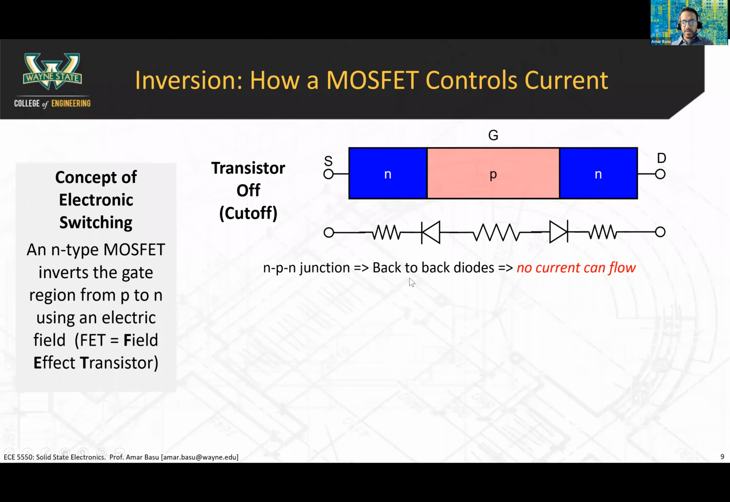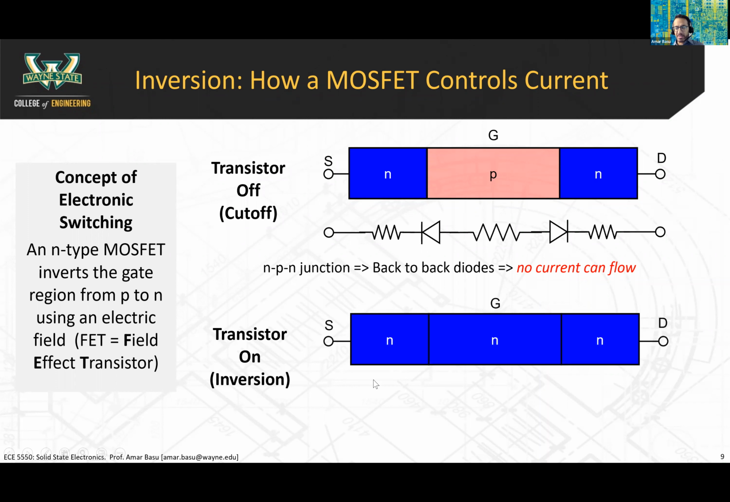Okay. Back-to-back diodes, no current can flow. So the magic of the MOSFET is that the gate voltage can actually magically turn this P region into an N region. And we'll talk about how that happens, but that phenomenon is called inversion. And the reason it's called a field effect transistor is that through a gate voltage, through an electric field, you can switch this from P-type to N-type. Okay, and then it looks like this.